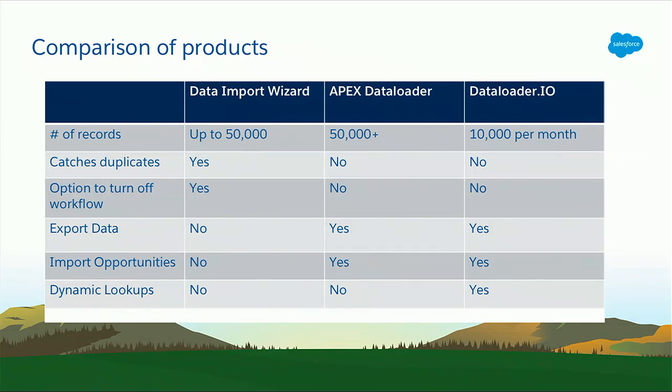And the last set, import opportunities, which is a common thing that admins need to do. You can do that on the DataLoader products. And the last thing that I showed you was the dynamic lookups. That means you don't have to use the IDs. You can do a lookup and grab those IDs from another data field. Okay?